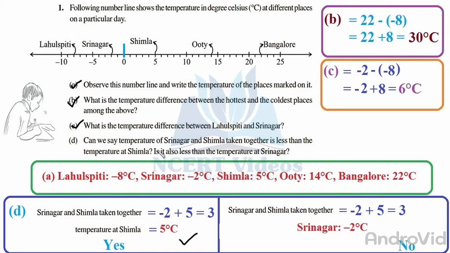Now is it also less than the temperature at Srinagar? Well, we have to see it again. We have calculated Srinagar and Shimla taken together earlier, that is 3 degrees Celsius. Now the case is reversed. Srinagar is at -2 degrees Celsius, so this is false. It is not less than the temperature at Srinagar, it is greater. So that was your D and this was your question number first.